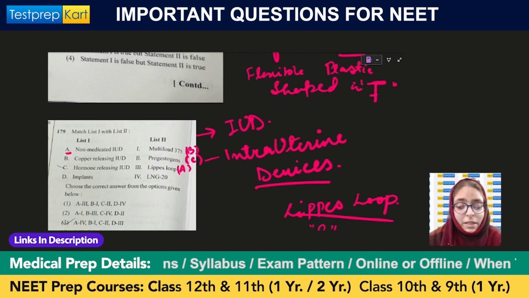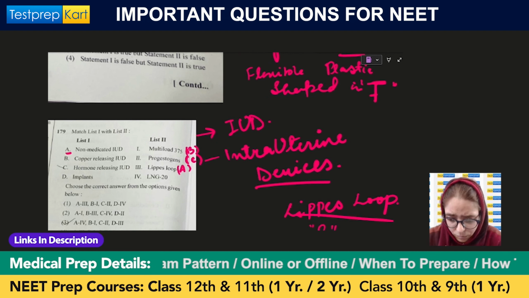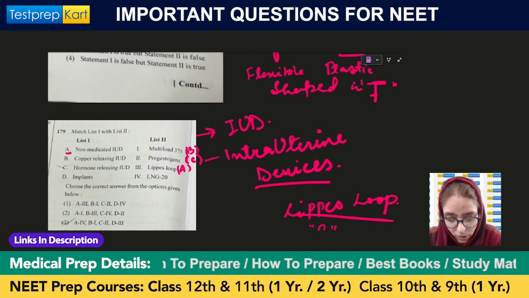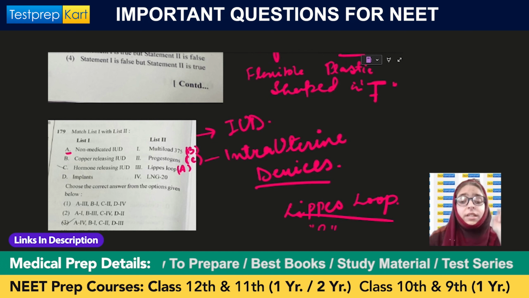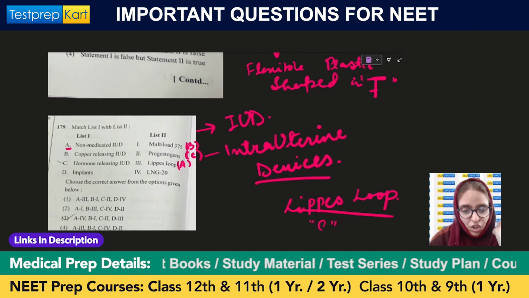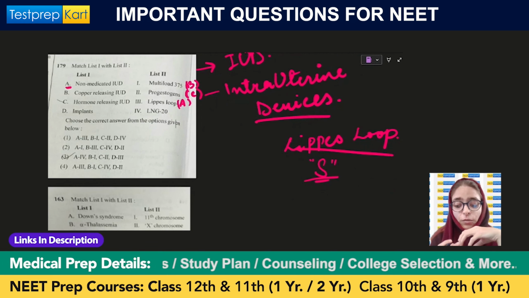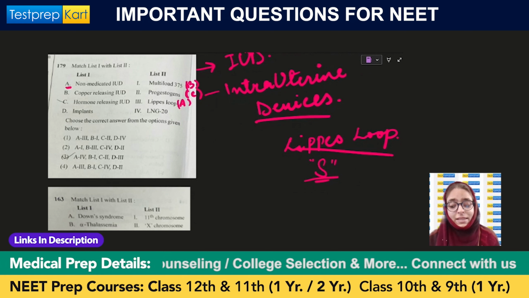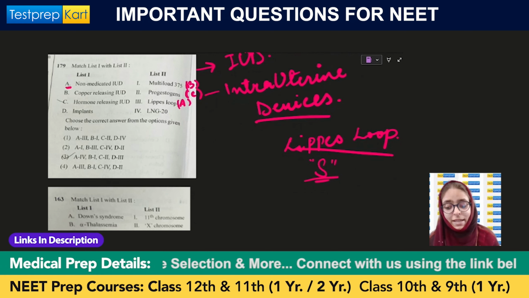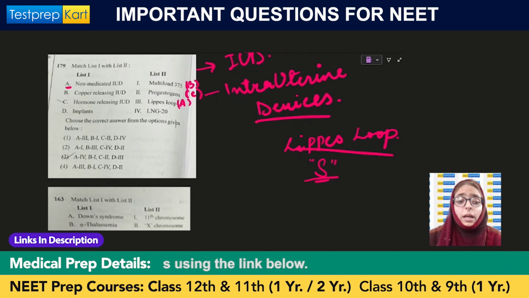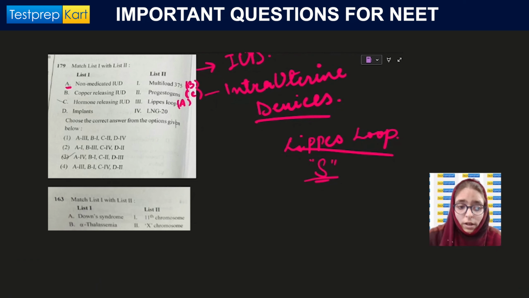Then we have part D, which is implants. What are implants? We have to discuss what implants means. In biology, we have a term called implantation. Implantation means that when fertilization of the ovum occurs, the embryo travels as a blastocyst towards the uterus and gets embedded in the wall of the uterus. This process is called implantation. So we have one option here, that is implants.